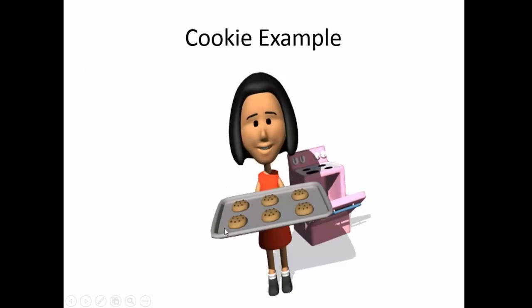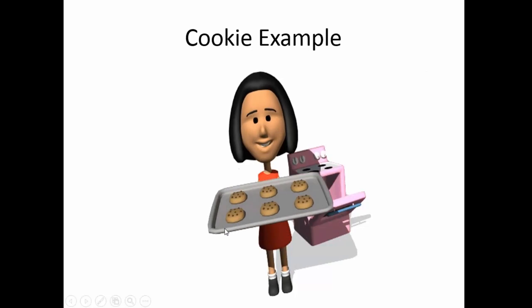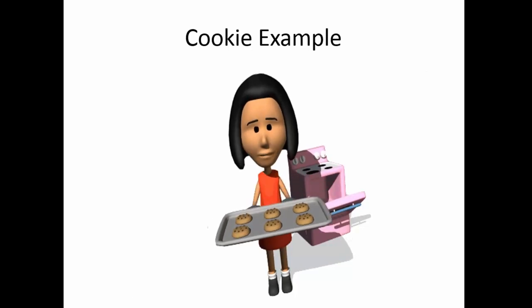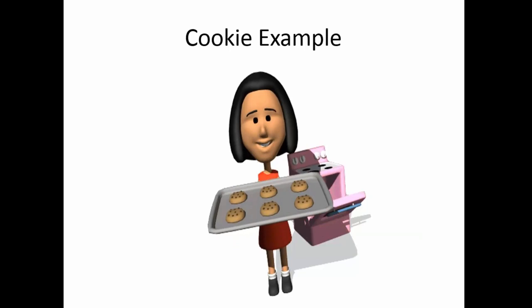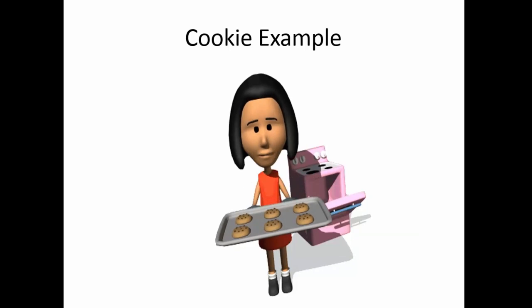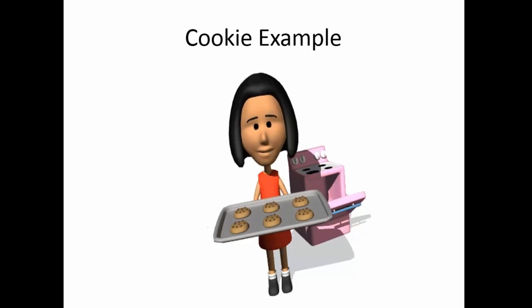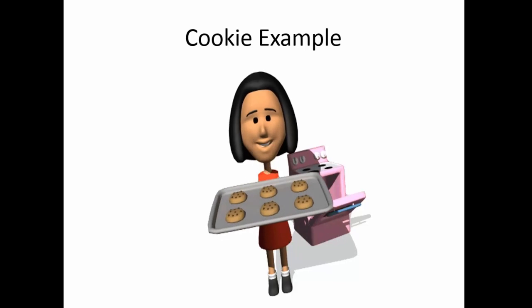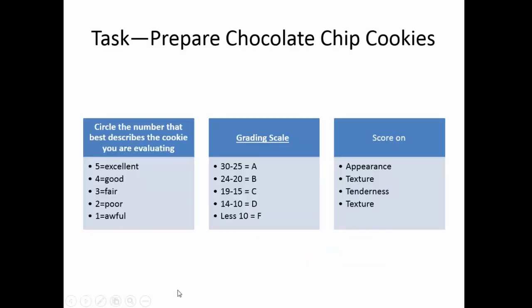So one of the things, and unfortunately because we're doing this as a webinar, you don't get to see this. So I've got to tell you about an activity I do when I do this workshop face to face. I bake chocolate chip cookies and I tell the audience that they're going to be grading my cookie. They're going to grade my cookie on appearance, texture, tenderness, and, oh, I got texture in there twice. I forget now what the fourth one is.